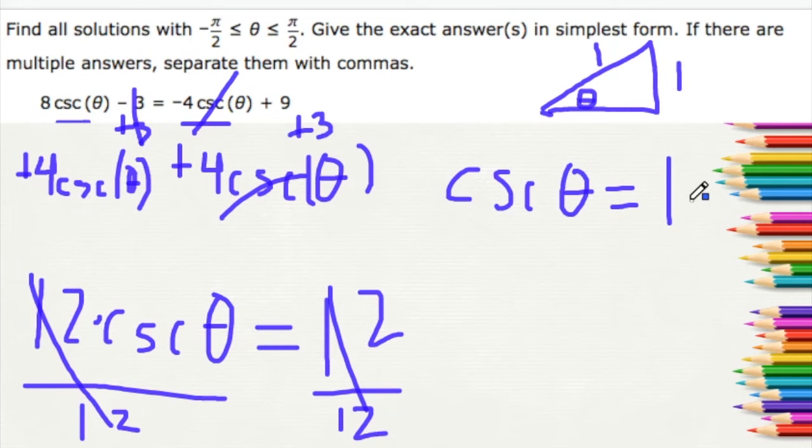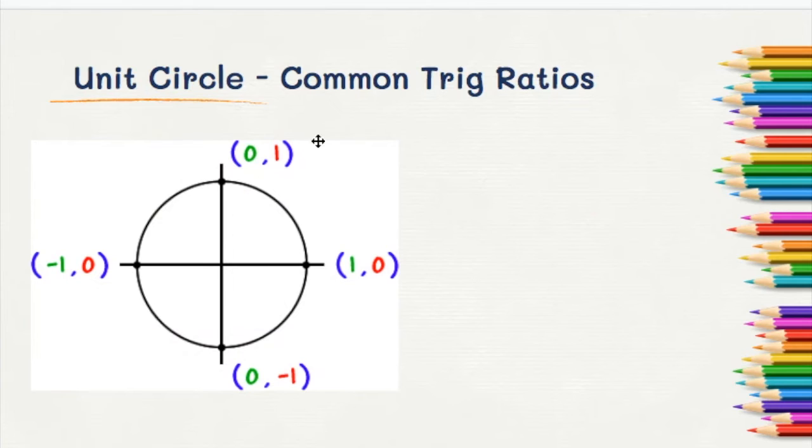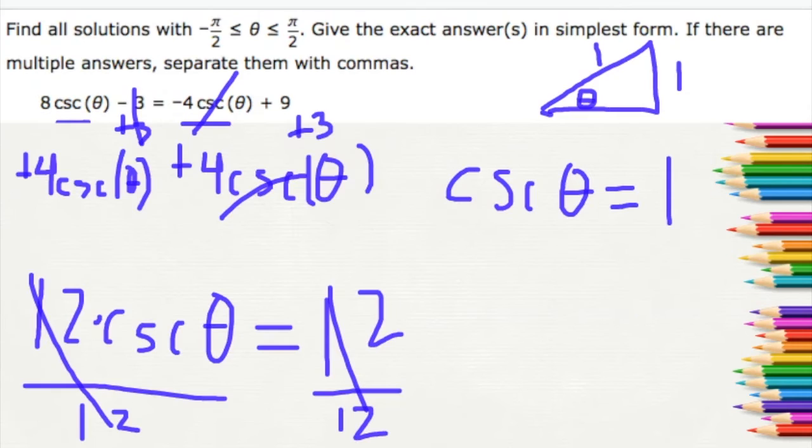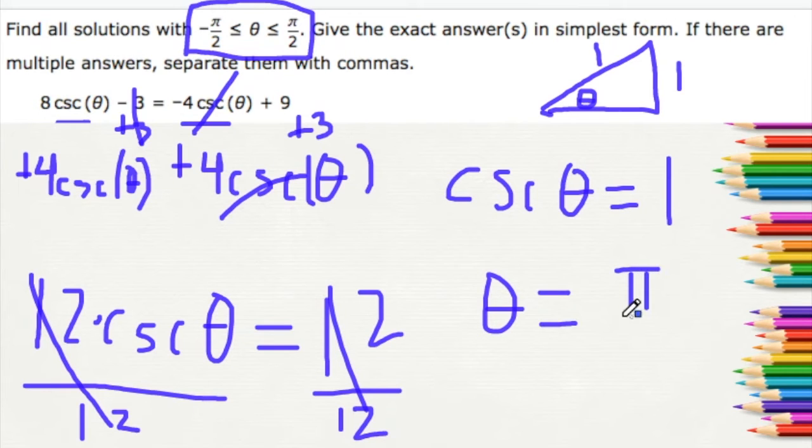So now let's take a look at where sine is equal to 1. It's at 90 degrees, or we can say pi over 2. If you remember over here, we also talked about cosecant of 90 is 1. So the answer is 90 degrees or pi over 2. Here it tells us the answer has to be between negative pi over 2 and pi over 2, so this fits and it works. If they give you a different range, you're going to have to either add 2 pi or subtract 2 pi to find your answer.